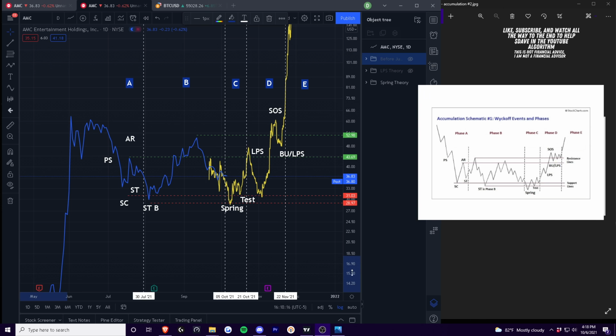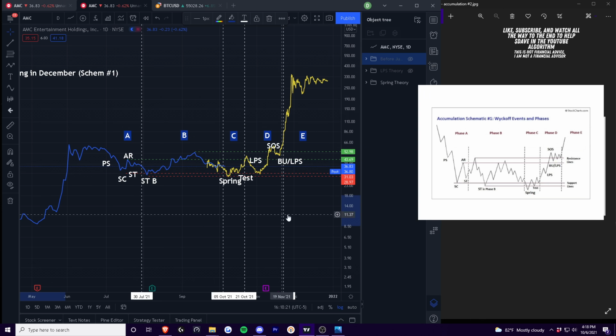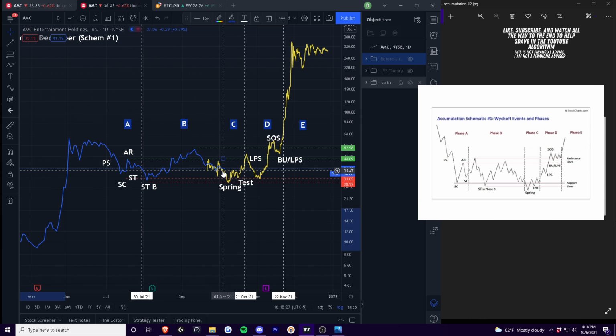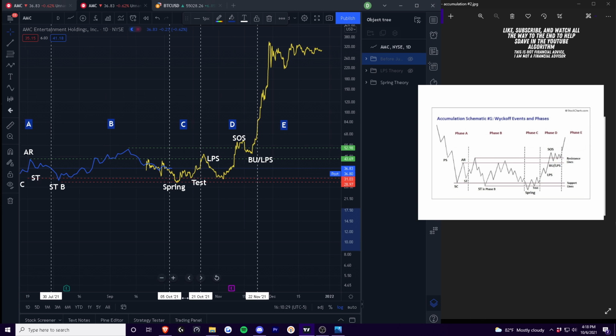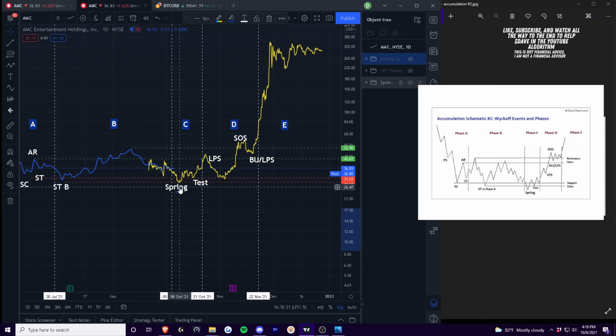All right, if you're returning to the channel and you watched my video from yesterday, you remember broadly the theory that I talked about, which is that we were going into phase C and potentially going to see a spring here, which is similar to the schematic that I'm showing in Wyckoff accumulation that you see on the right side of your screen.